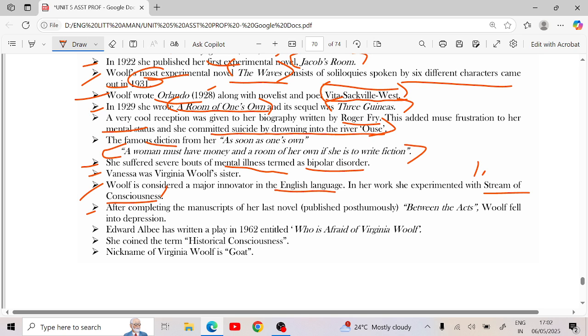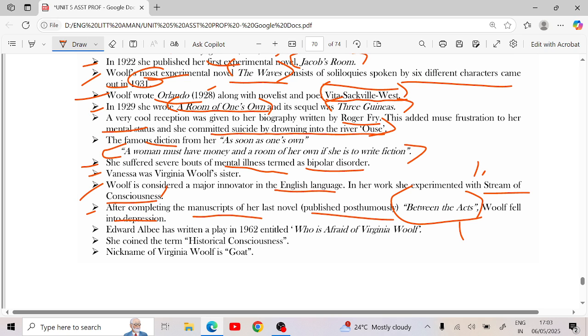Okay, so after completing the manuscript of her last novel, what is the name of the last novel? Between the Acts, but it was published posthumously, that is, after the death of Virginia Woolf. So after the death of Virginia Woolf, which novel was published? Between the Acts. Woolf fell into depression, और ये जब लिखती हैं, जब Woolf depression में होती हैं, there was one person, Edward Albee.